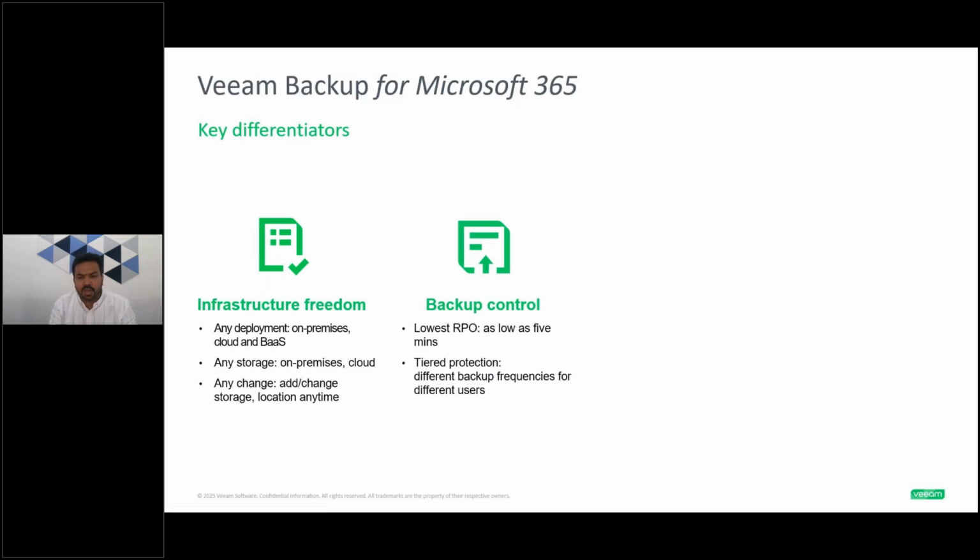So we give you the lowest RPO, as low as 5 minutes, and you can configure backups at a frequency of days or hours, or as short as 5 minutes. This also gives you flexibility of different tiers of backups. You can define a backup policy for highly critical users with an RPO as low as 5 minutes. For low critical users, you can go hourly or once a day. So this gives you the flexibility of having all this tailored backup policy.